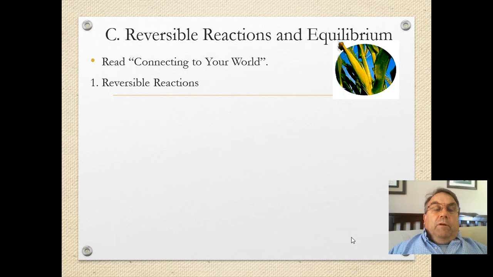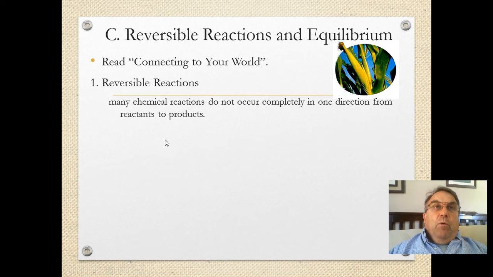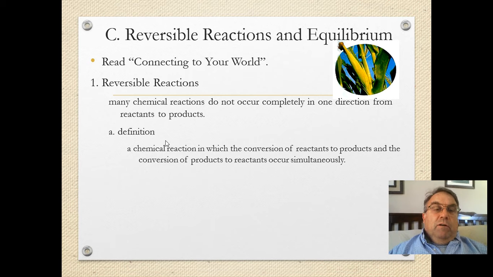All right, so the next part of Chapter 18 deals with chemical equilibrium and reversible reactions. Up to this point, we've talked about chemical reactions as if they always go from reactants to products, which is an oversimplified view of how most things occur. There are many chemical reactions that do not occur completely in one direction, but are said to be reversible. So what does it mean to be reversible?